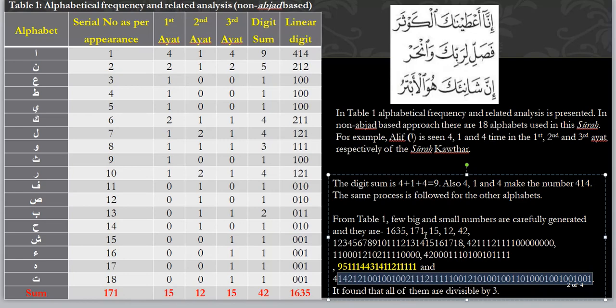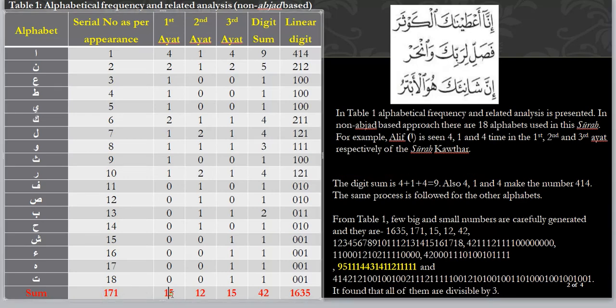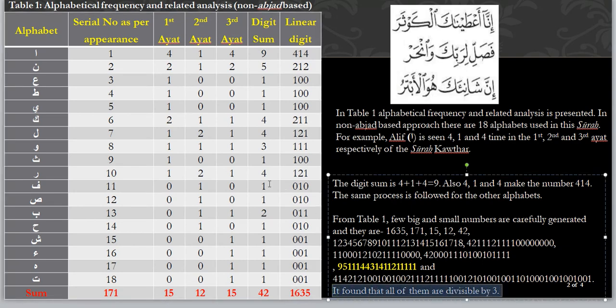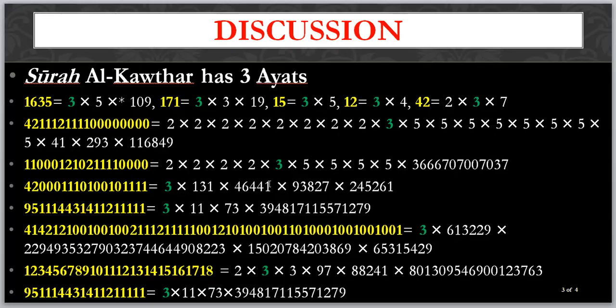So we see that we have some small and big numbers from this analysis. And actually, this number is 12 in big and small numbers. And interestingly, it is found that all of them are divisible by 3. So let's move to the third slide.